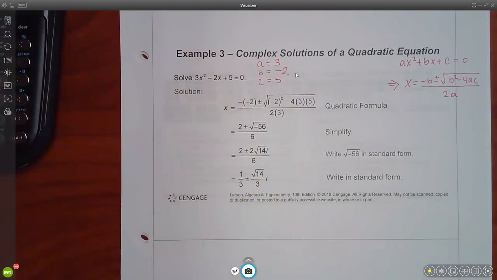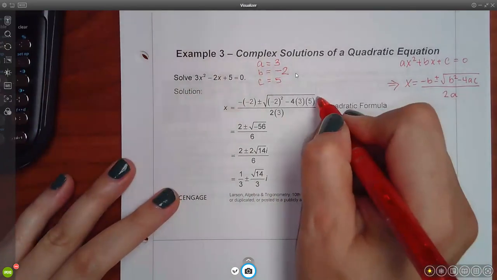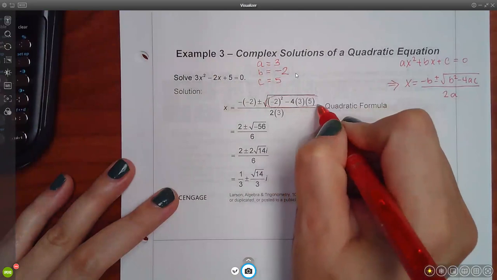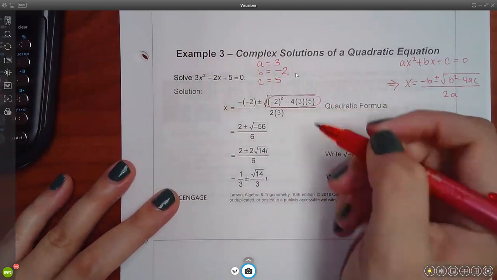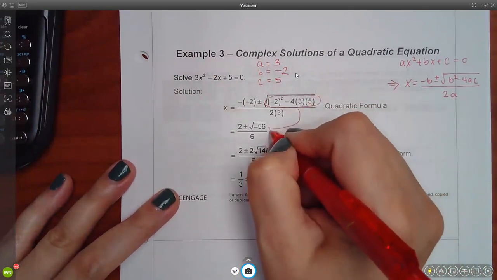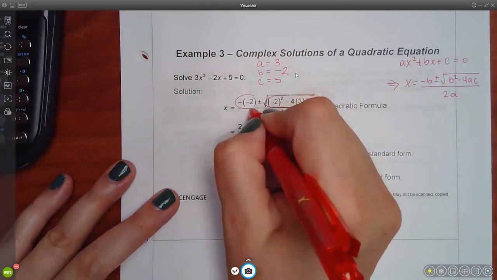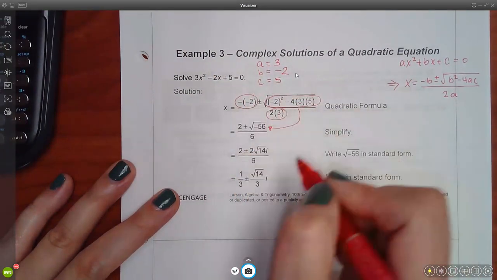So once you have everybody plugged in, you do have to do these problems in pieces, okay? You have to calculate what's inside the radical first. You have to do that, okay? And then you can go ahead and simplify whatever's over here and whatever's down here at the same time.